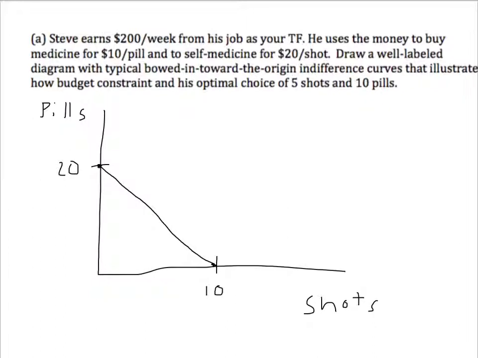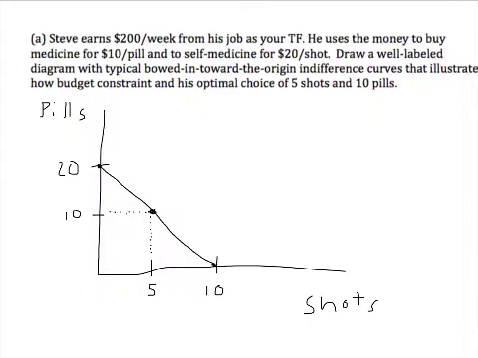So now we have our budget constraint, and then the last thing it asks us to do is use a typical bowed in towards the origin indifference curve to illustrate an optimal choice of 5 shots and 10 pills. So we're going to want this 10 pills and this 5 shots. We'll put dotted lines up and across to see that this is going to need to be our optimal choice.